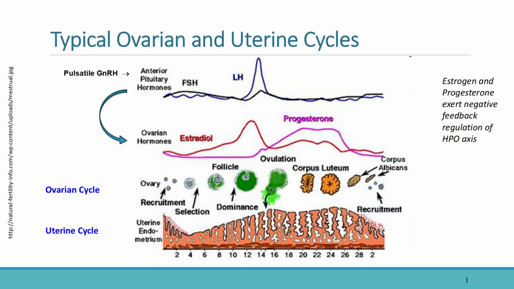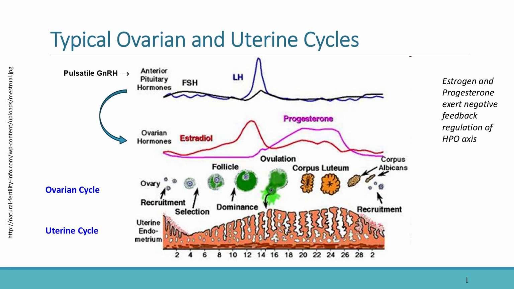Before discussing hormonal contraceptives, we first need to understand the normal ovarian and uterine cycles. Pulsatile GnRH release stimulates pituitary secretion of LH and FSH. FSH supports follicular development and estrogen production. Around mid-cycle, rising estrogen levels trigger the LH surge, which induces ovulation. After ovulation, the corpus luteum produces progesterone.